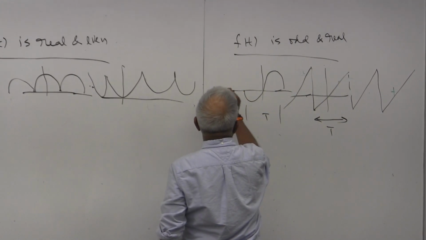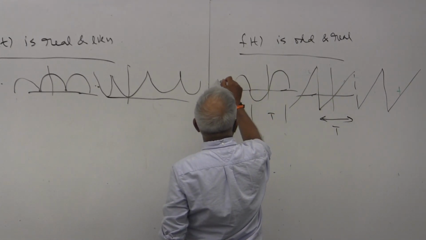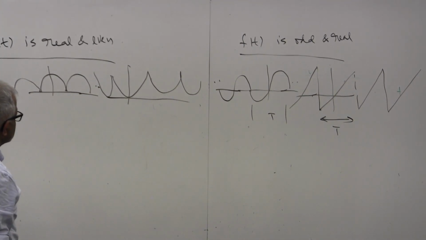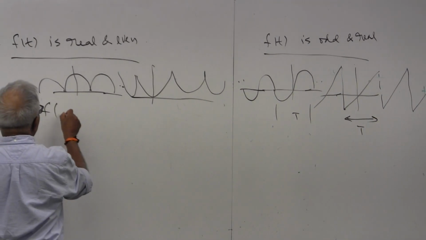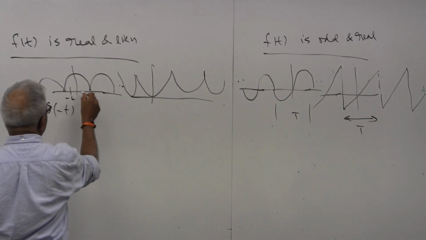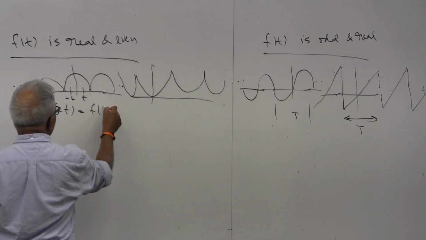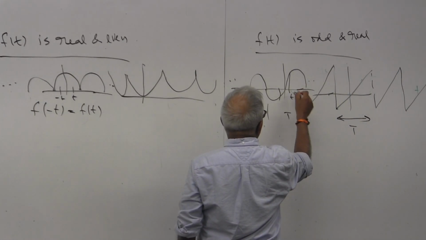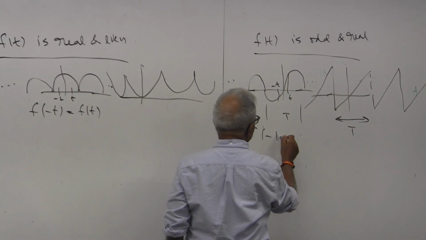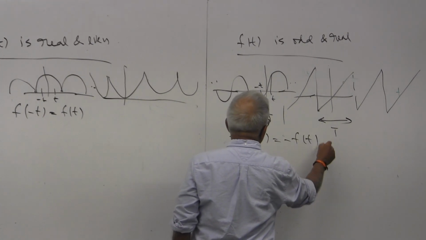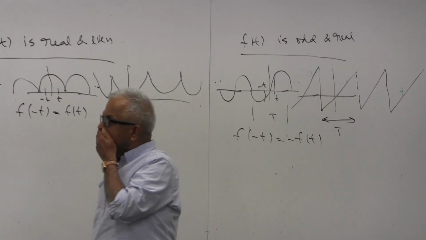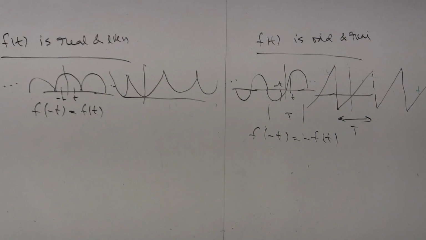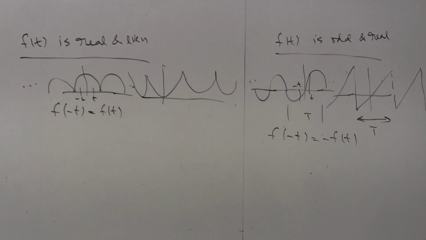Then this, mathematically, means f of minus t is the same as f of plus t. Whereas here, see, at minus t, it's the negative of that. So f of minus t is minus f of t. We went through this last week, but I'll just quickly do this and then do a few problems. Then I'll briefly talk about convergence and so on.